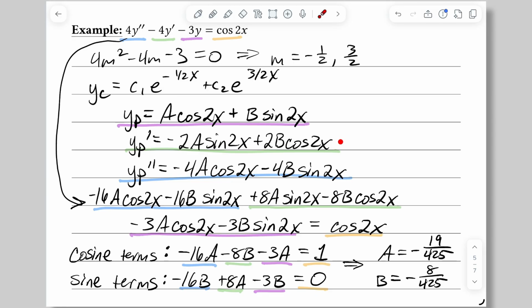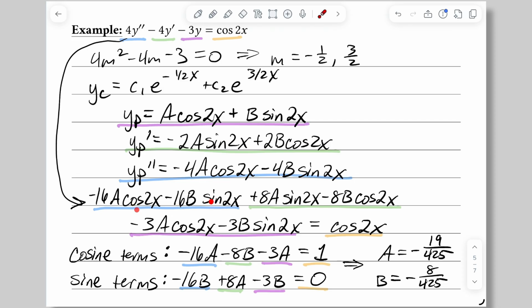Anyway, yp is a cosine 2x plus b sine 2x. Yp prime is then negative 2a sine 2x plus 2b cosine 2x. Yp double prime, negative 4a cosine 2x minus 4b sine of 2x. Putting that into the differential equation, 4y double prime gives us coefficients of negative 16 and negative 16.